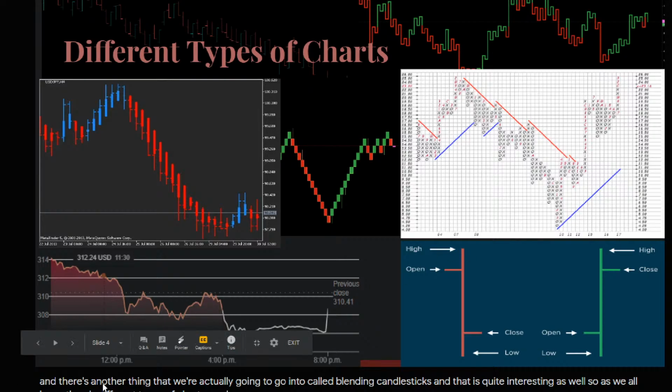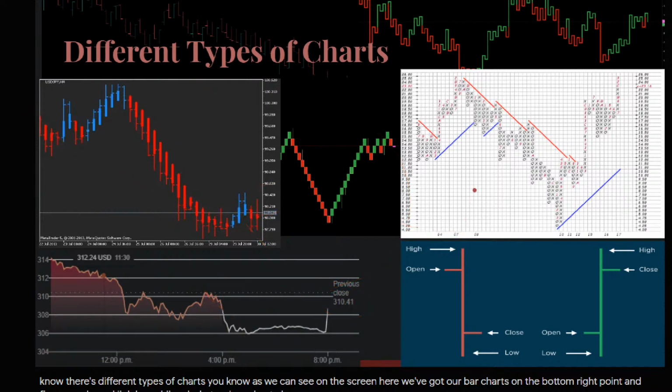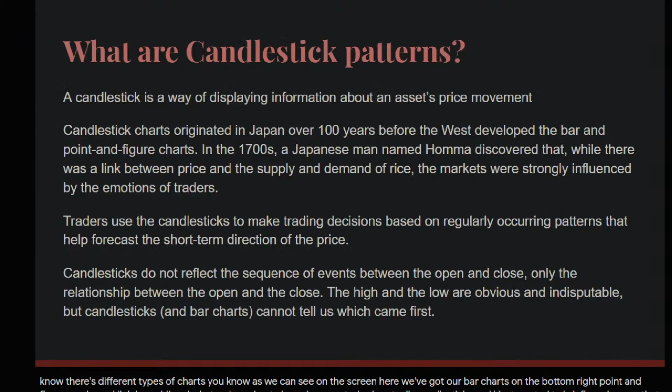As we all know, there are different types of charts. As we can see on the screen here, we've got our bar charts on the bottom right, point and figure, Heikin-Ashi, line graphs. And what we're going to be going over today is actually candlesticks. I just wanted to briefly make sure that everyone understands the basics of candlesticks.